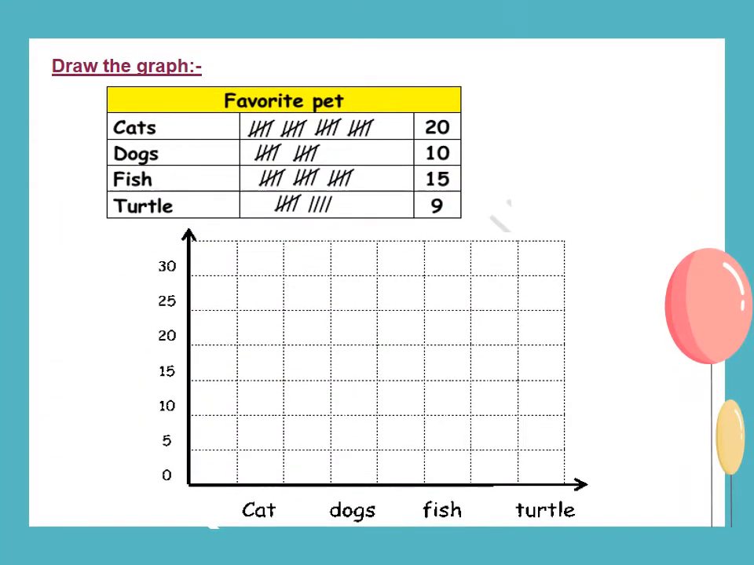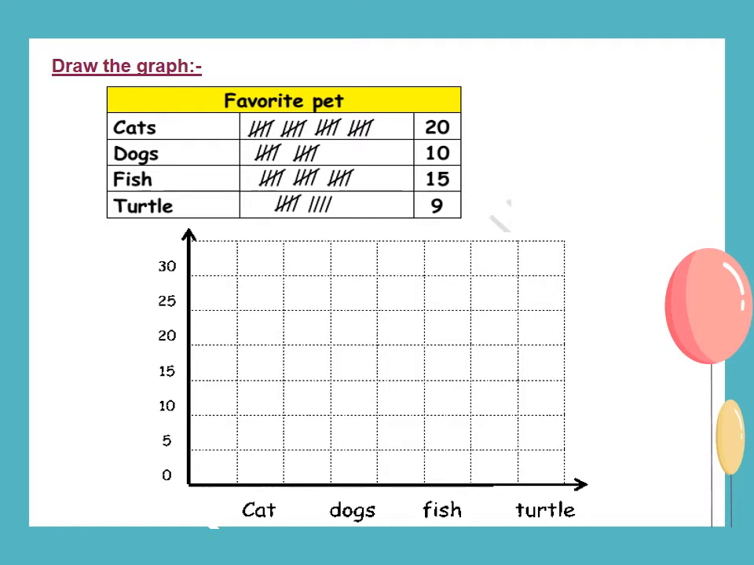Here we have a graph. Look at this table. It shows the favorite pet. Cats. Some people like cats, 20 people. And dogs. How many people like dogs? 10. Look at these dashes. Each group represents 5. 5 and 5 and 5 and 5 equals 20.